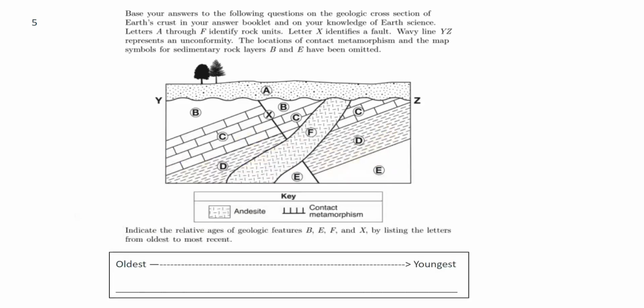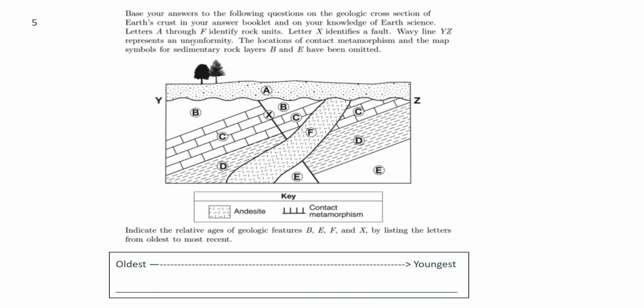Let's try number 5. Base your answers to the following questions on the geological cross section of the Earth's crust in your answer booklet, which is this, and on your knowledge of Earth science. Letters A through F identify rock units. Letter X, right here, identifies a fault, which is a crack. Wavy line YZ represents an unconformity. So here's Y and Z.